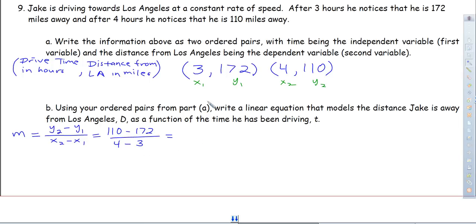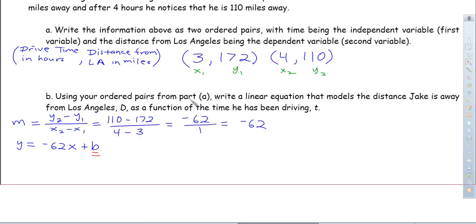So we do those subtractions. This will give us negative 62 over 1. Or we can just say that this would be what? Negative 62. So we have our slope. And if we plug that into our y equals mx plus b, right now we're going to have y equals negative 62x plus b. And how do we find, well, what are we missing? Remember, we're missing the b. So how do we find the b?